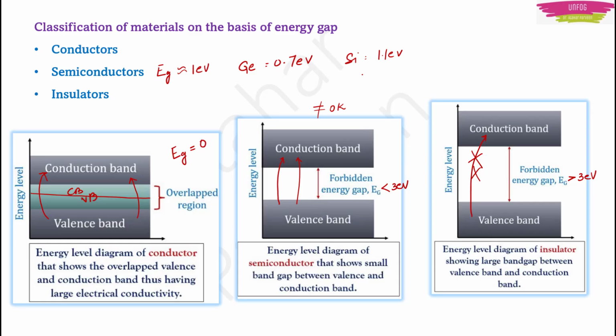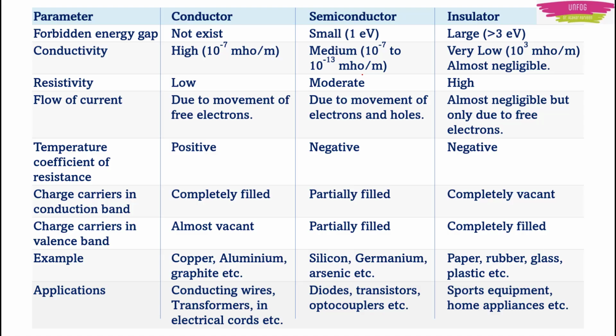Now, as I told you earlier also, electronics is all about semiconductor materials. So from now onwards, we will talk about only semiconductor materials. Now let us have a look at this table. This is a very, very important table because any point can be asked as a 1 mark question from this table. This table describes everything about conductor, semiconductor and insulator. It talks about forbidden energy gap, how it is behaving. Then conductivity, resistivity, flow of current, temperature coefficient of resistance. Then what are the charge carriers in conduction band, charge carriers in valence band, examples and applications. Okay. So all these are important points here.